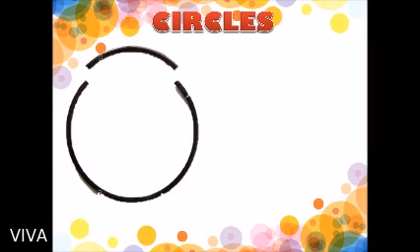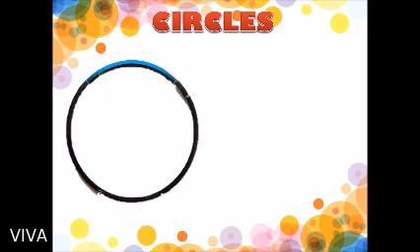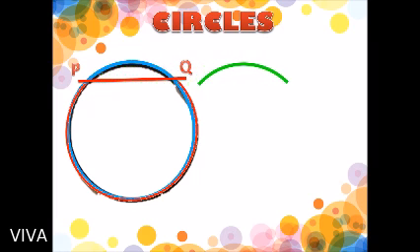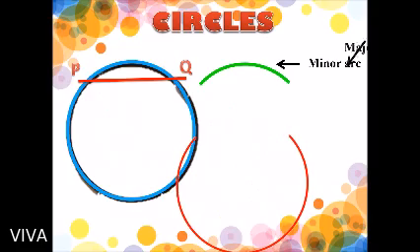Let us consider that the bangle is a circle cut at 2 points P and Q. Here, the bangle is the circumference or the boundary of the circle. The smaller piece forms the minor arc of the circle, while the bigger piece forms the major arc.